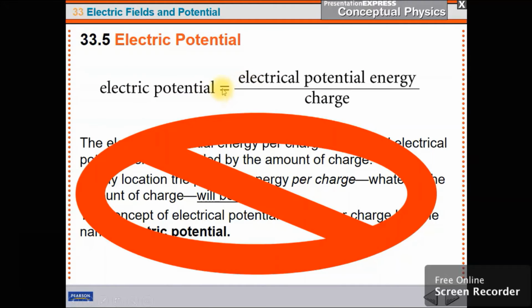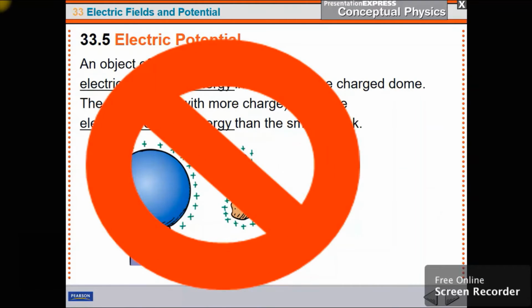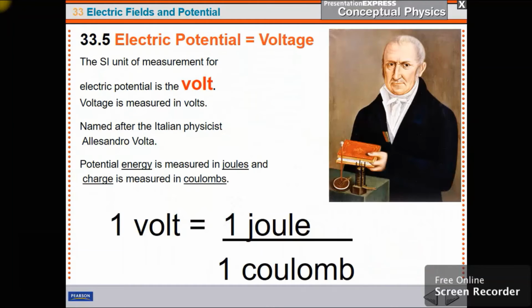And potential energy is measured in joules, right? We've talked about joules plenty. And here we go. That is a picture of Mr. Volta. He looks a little grumpy in that picture. There are a lot of angry old white men in the history of science. The SI unit of measurement for electric potential is the volt. Voltage is measured in volts, and this was all named after Mr. Volta.